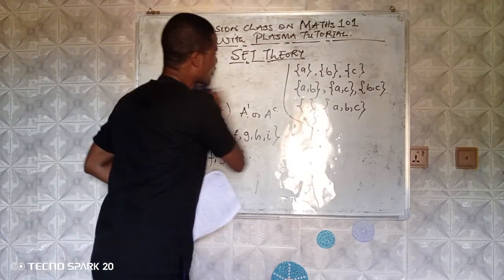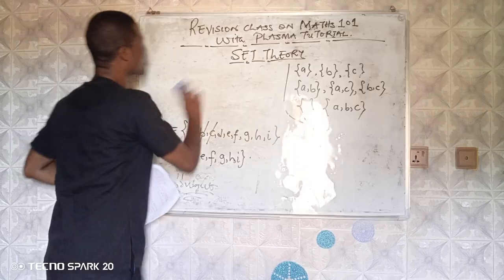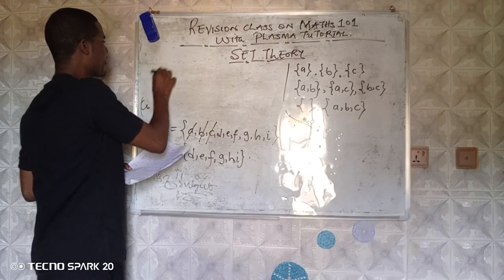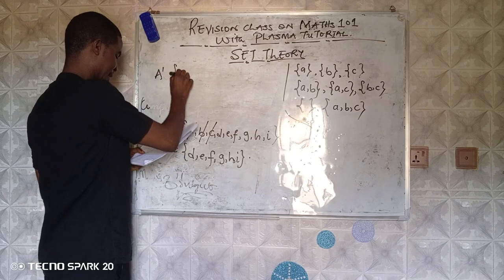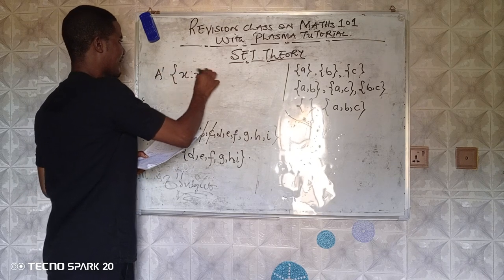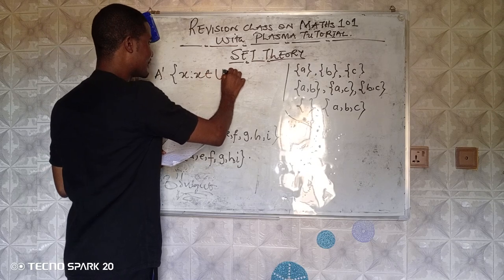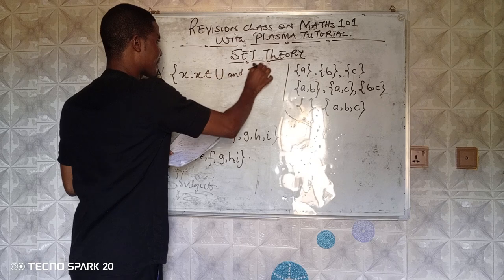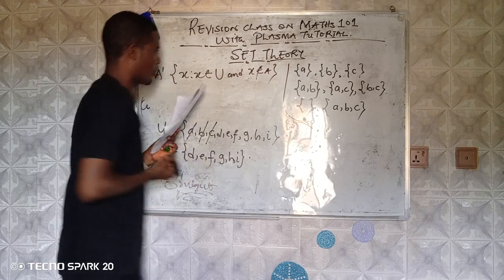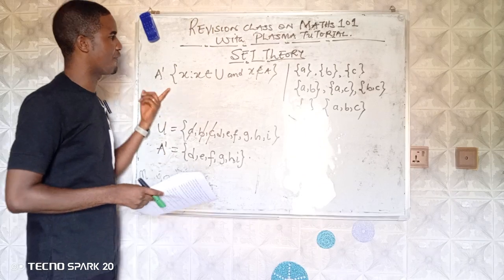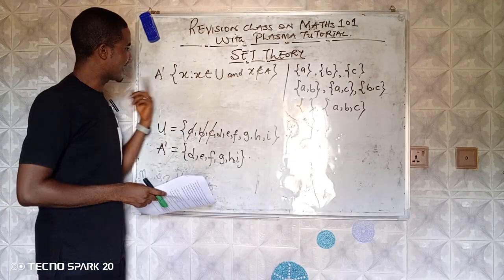Now, the complement of a set can be written in set builder notation in this form, should you ask, where A prime is {x : x is an element of the universal set, and x is not an element of A}. Now, watch this. This is how we write it in shorthand, or you call it set builder form.